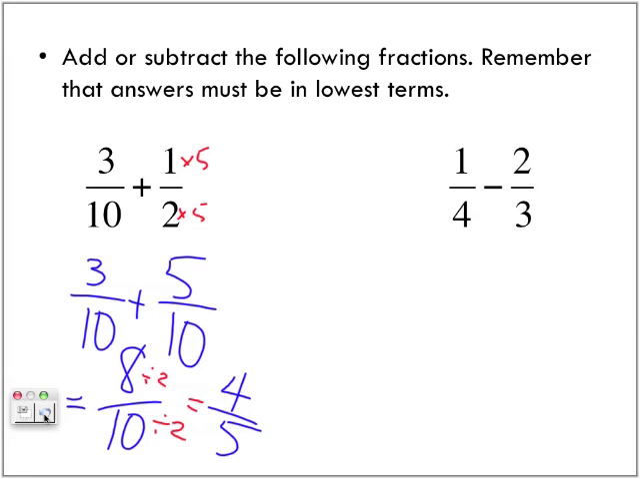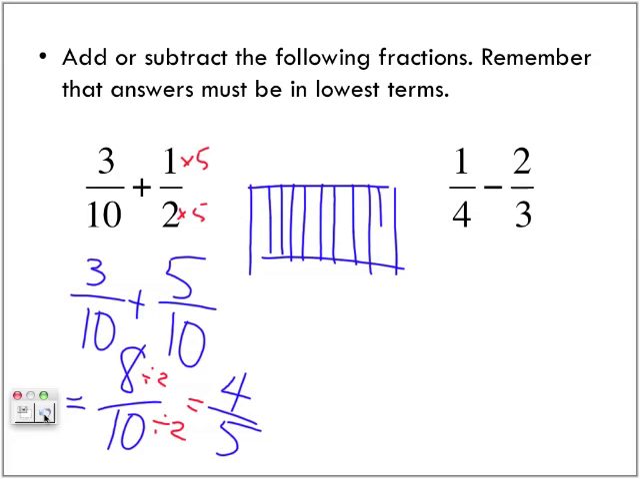Okay. Get the 2 and it becomes 4 over 5. Now, let's look at that fraction in terms of the equal pieces idea. So we have 1, 2, 3, 4, 5, 6, 7, 8, 9, 10 equal pieces, 10 equal pieces, and we're only referring to 3 of them.